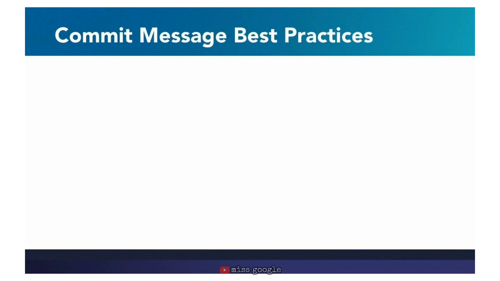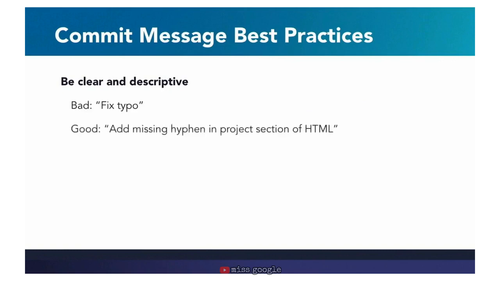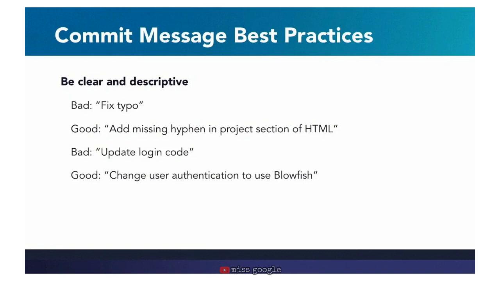And most of all, make sure that your commit messages are clear and descriptive. You're labeling the commit. What's inside of here? You could use something like fix typo, but that's pretty generic. It'd be better if you labeled it with something that was more descriptive, like add missing hyphen in project section of HTML. Instead of using update login code, say what you did. I changed the user authentication to use blowfish.